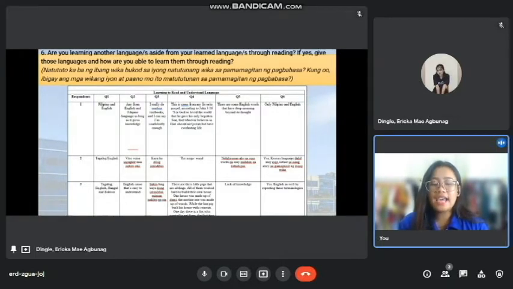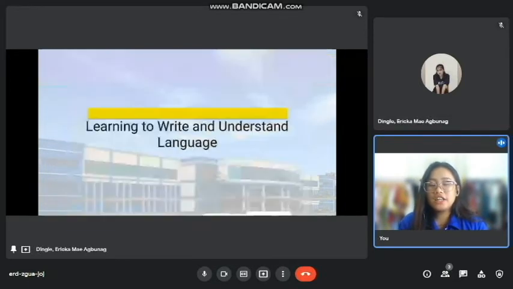On the other hand, half of the 30 respondents answered no. So the results show that half of them learn different languages by reading literary works, and half of them do not learn new languages by reading. So that's it for learning to read and understand language. We are now down to the next subcategory, which is learning to write and understand language.